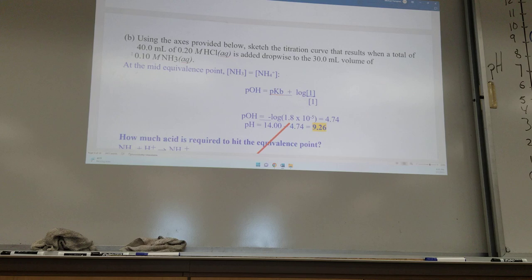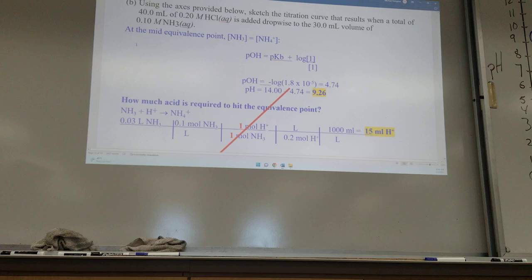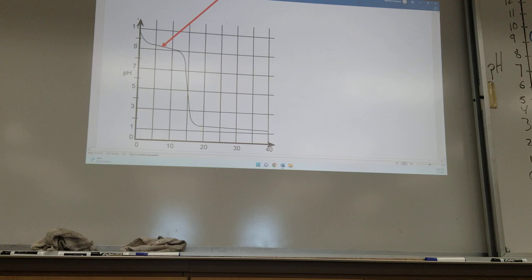Yeah, 15 mils required. Now, if you look at the graph, it's kind of funny because 15 mils is way over on the left. That's okay, we're gonna do it. First of all, this is a weak base, so you're gonna start it kind of low. You're gonna aim for 9.26 and you're gonna aim for 15 mils. And you need to show me that the pH at 15 mils is acidic.